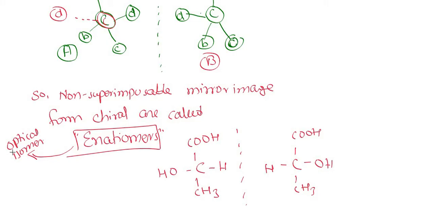Actually, I forgot to mention at the start that optical isomers are of two types. One is enantiomers and the second is diastereoisomers. I hope this makes sense. Now we will talk about the second type of optical isomerism, that is diastereomers. And this is actually another type of optical isomers.